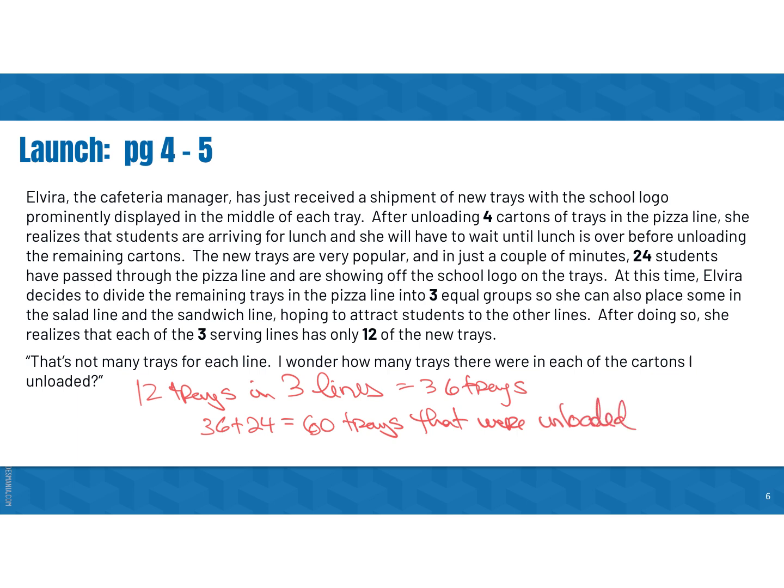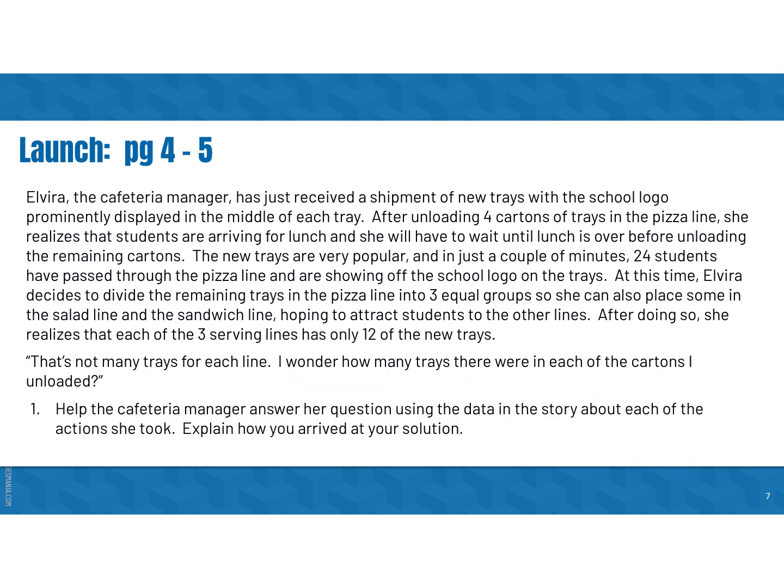So since 60 trays came from 4 cartons, so 60 trays in 4 cartons. How many are in each carton? Well, if we do 60 divided by 4, then there should be 15 trays in each carton. Awesome.